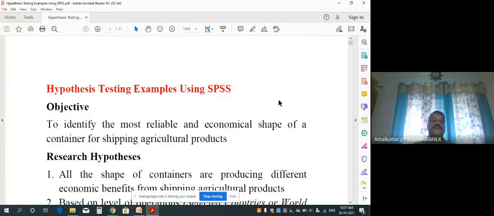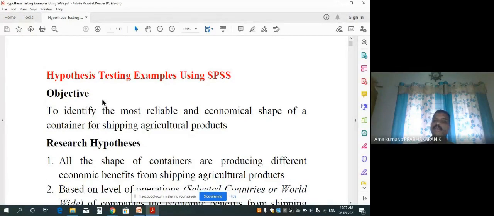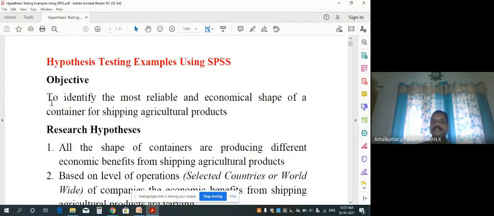Then I am moving to the hypothesis testing example using SPSS. So you can see, first I am writing an objective. This is the objective of a particular study. The objective is to identify the most reliable and economical shape of a container for shipping agricultural products. This is an objective developed for solving the identified research problem. The problem is, which is the most reliable and economical shape of a container for shipping agricultural products.